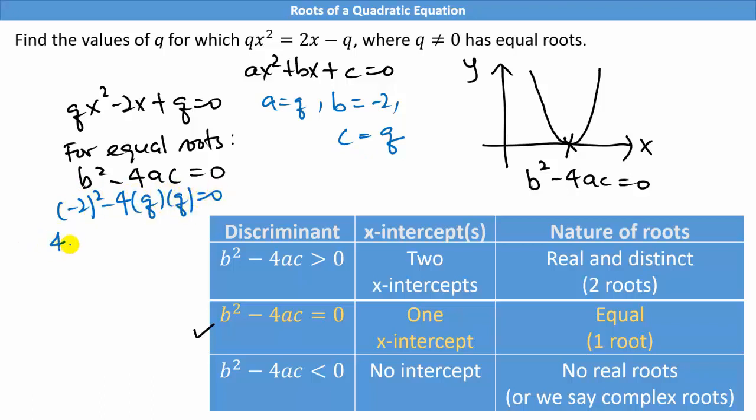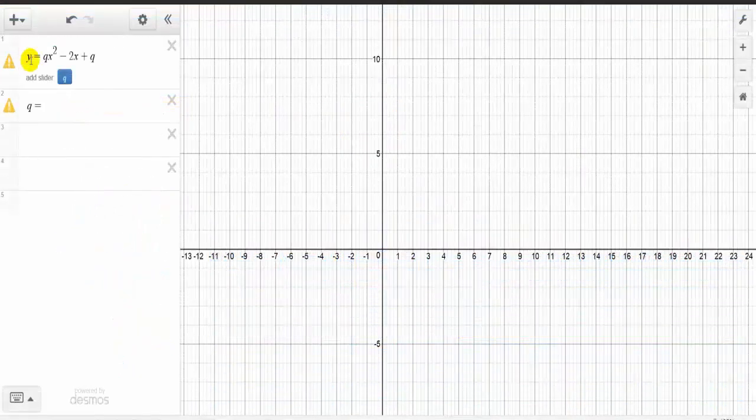Now we are going to solve this equation for q. Hence q will take the value of plus or minus 1. That means if we substitute q as 1 or -1 into this expression, the quadratic curve will cut the x-axis at 1 point. Let's verify that. Here we are going to plot the curve y equal to qx squared minus 2x plus q.